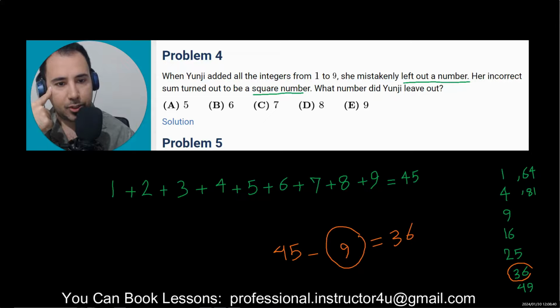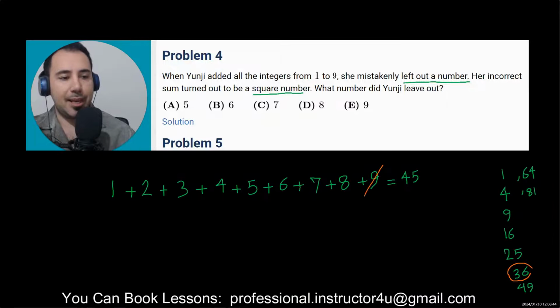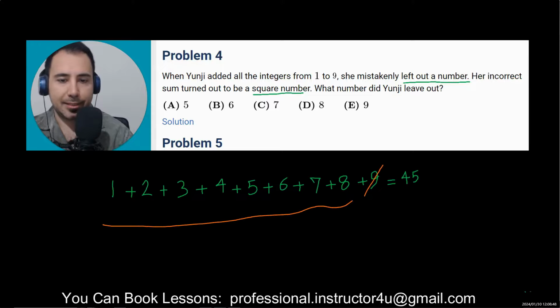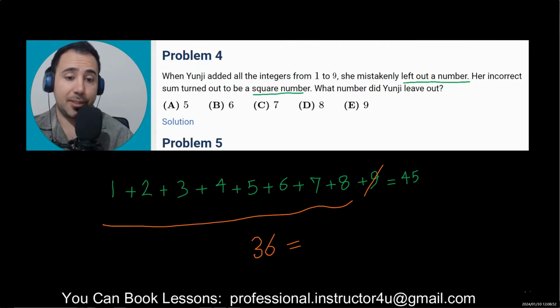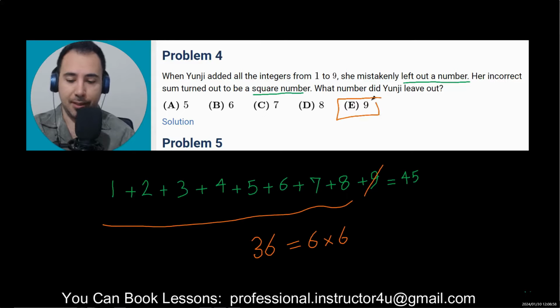So Yunji didn't write 9. Because now when you add 1 plus 2, 3, all the way to 8, this is actually 36. And 36 is a square number because we can write it as 6 times 6. So the answer to the question is 9.